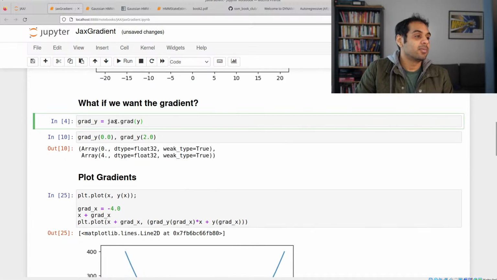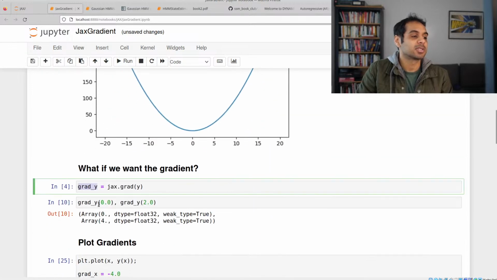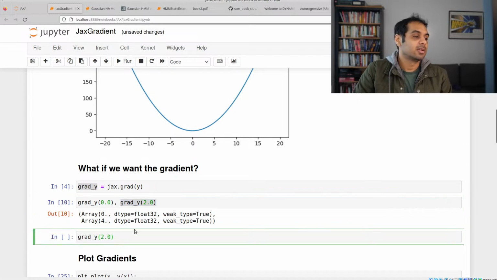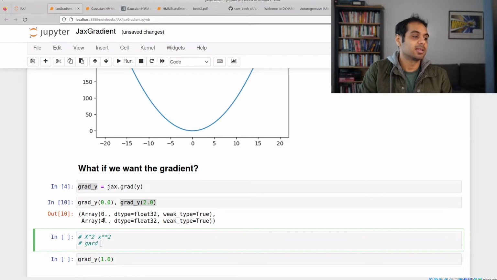Now this is cool. We can use JAX to do that calculation for us. We take jax.grad and pass it our function, which is y right here, and we get this new function called grad of y. Now we can calculate the gradient at any point along this curve. It's pretty neat. Because the gradient of x squared, or in Python x**2, is 2 times x, just from the power rule.